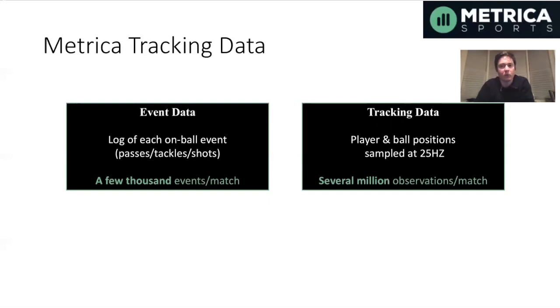So we don't know anything about where all the other players were when they weren't interacting with the ball. Tracking data, on the other hand, provides an almost continuous measure of the location of all 22 players on the field, as well as the ball, sampled at 25 hertz, which means that we get essentially 25 observations per second of their positions. But what we get now is a much more complete picture of what's going on in the field. Rather than just the on-ball actions, we now know where all the players were continuously throughout the match. And this typically produces several million observations per match, so about 1,000 times more than the event data.